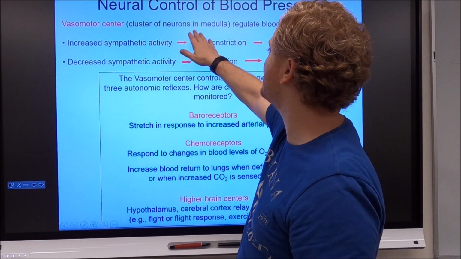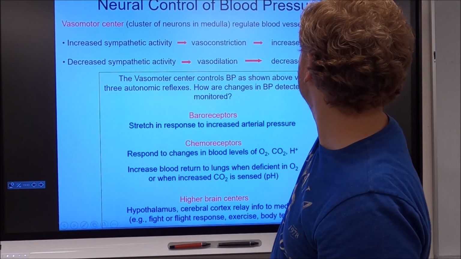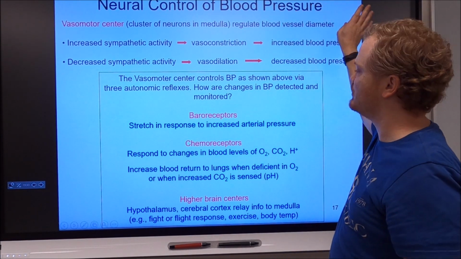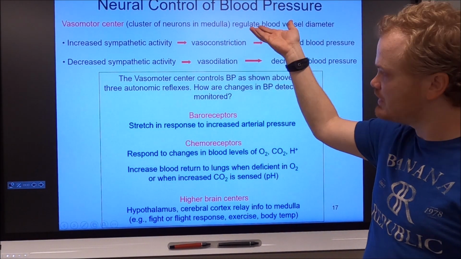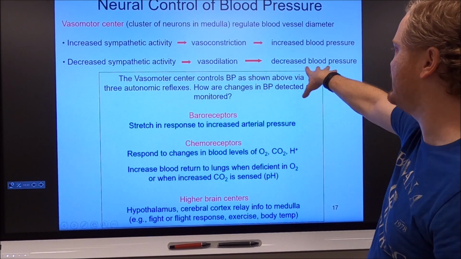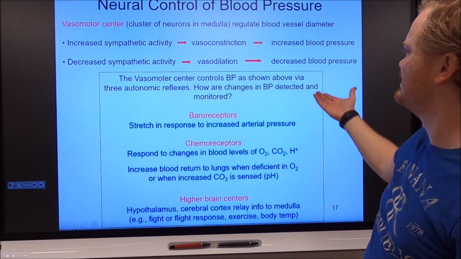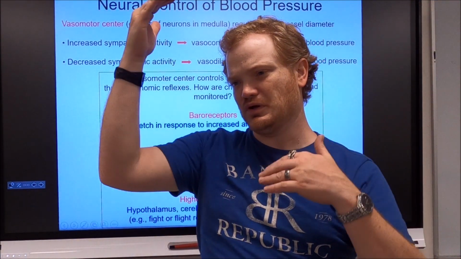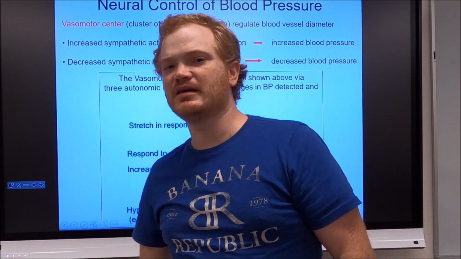So increased sympathetic activity gives vasoconstriction, which increases pressure. And then by comparison, lower sympathetic activity leads to dilation and decreasing blood pressure. And you've got to think of pressure and flow as being sort of opposite sides of the same coin.